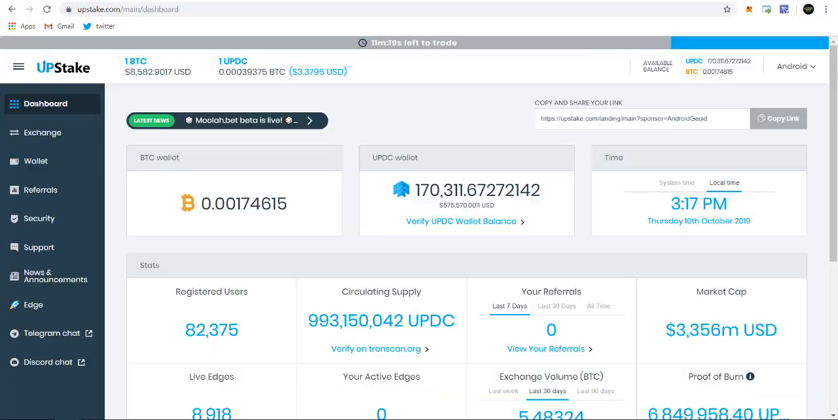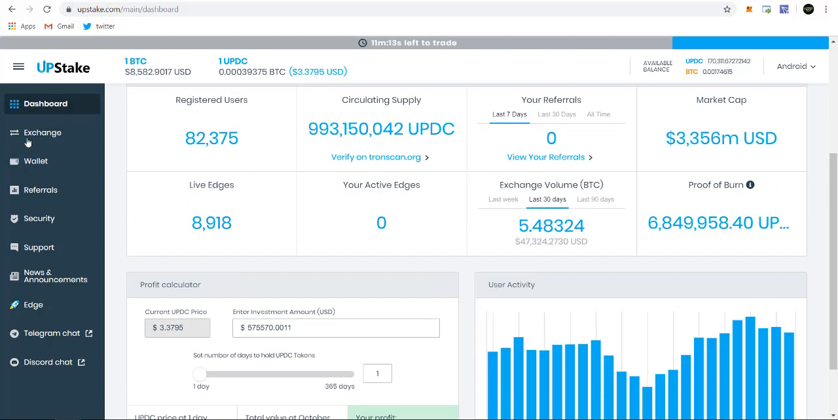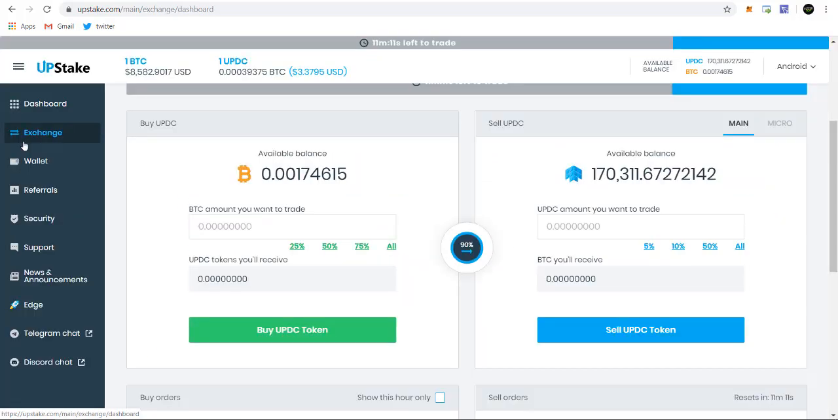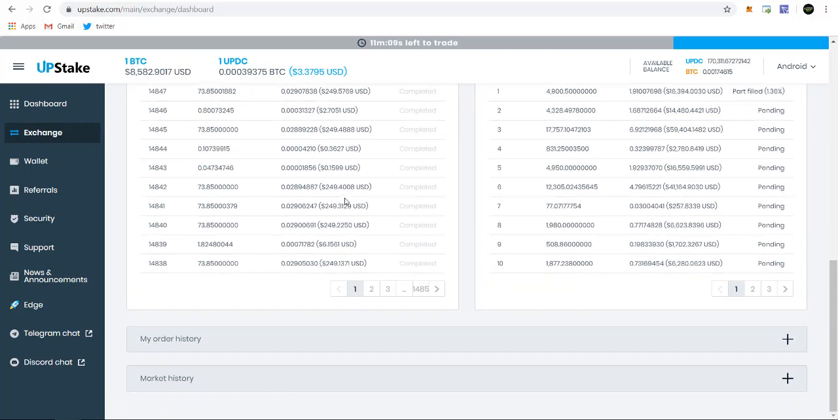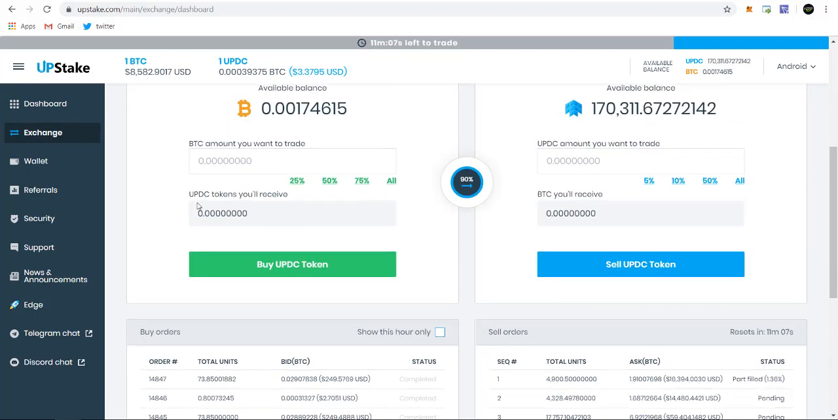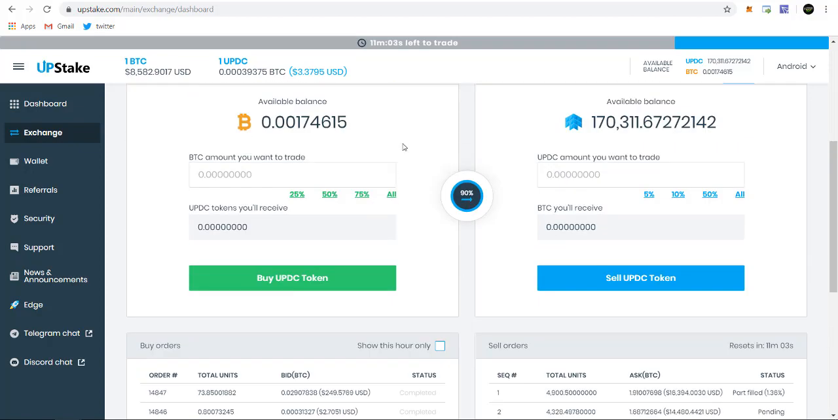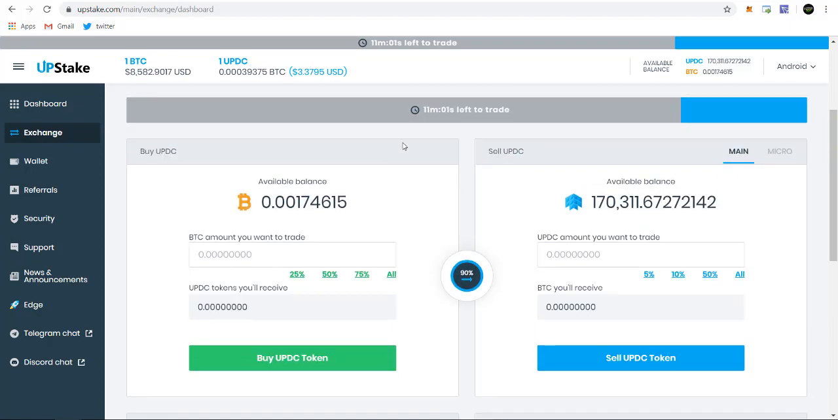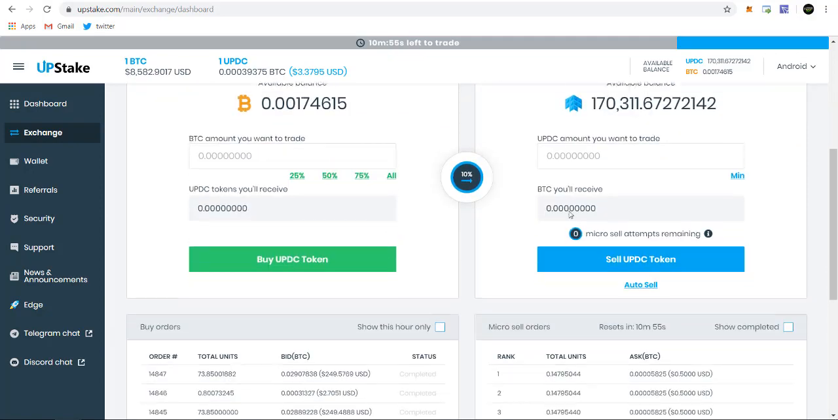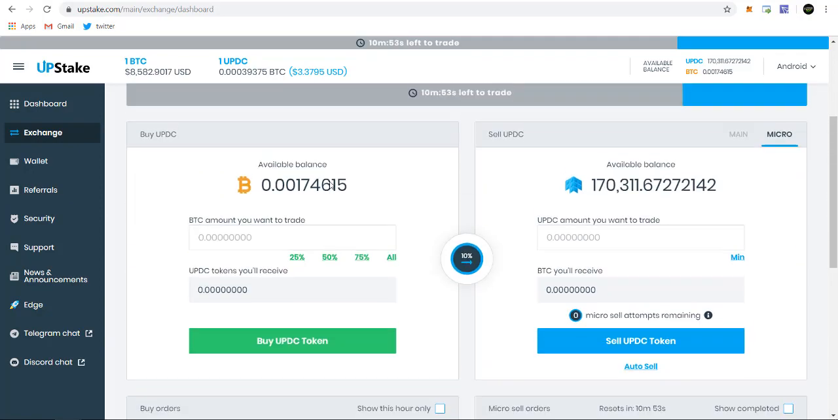Moolah.bet is also a game changer, because this will help increase the liquidity of the exchange. Yesterday they bought about $200 worth of tokens each hour. From here you can see this. The team bought back the UPDC token from the main exchange as well as the micro exchange, which helped all the micro sellers sell their orders fast.